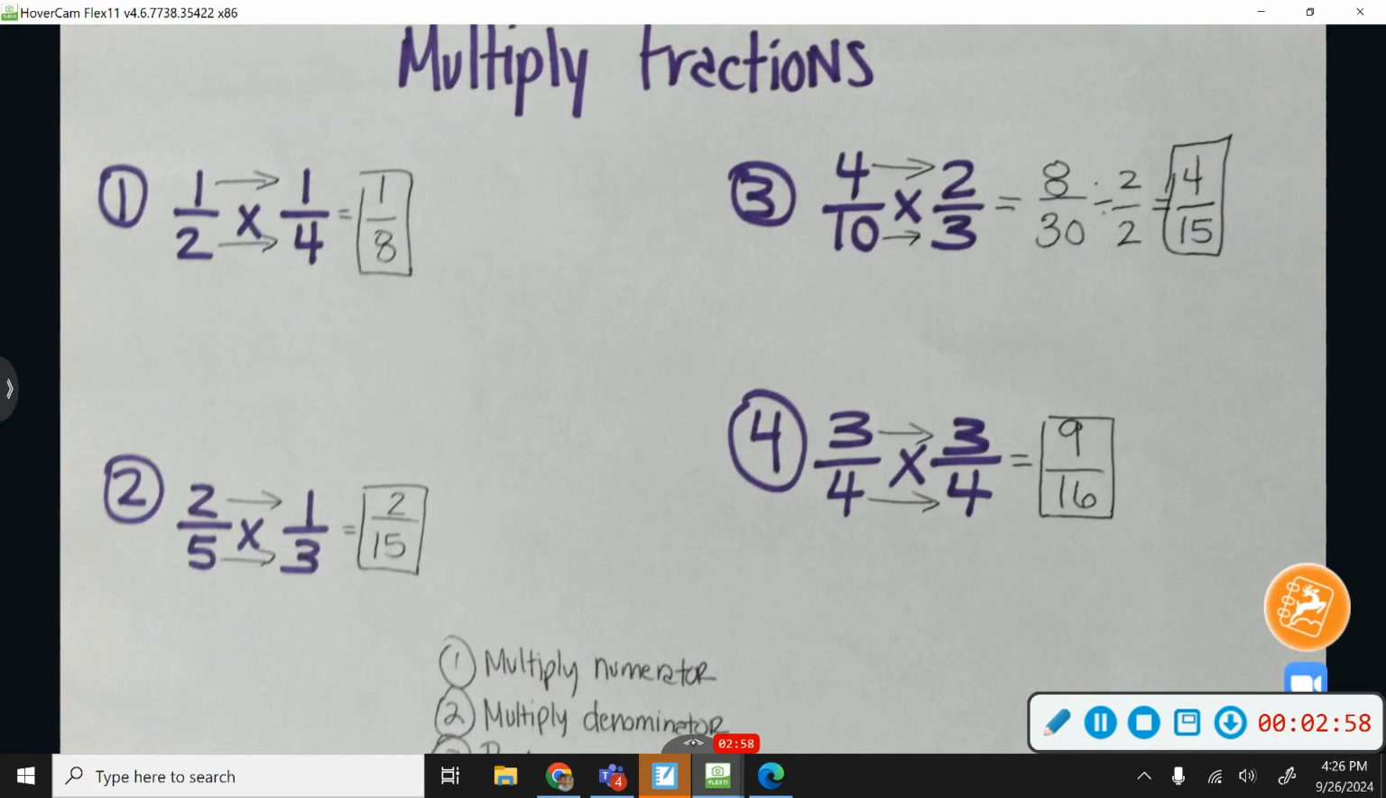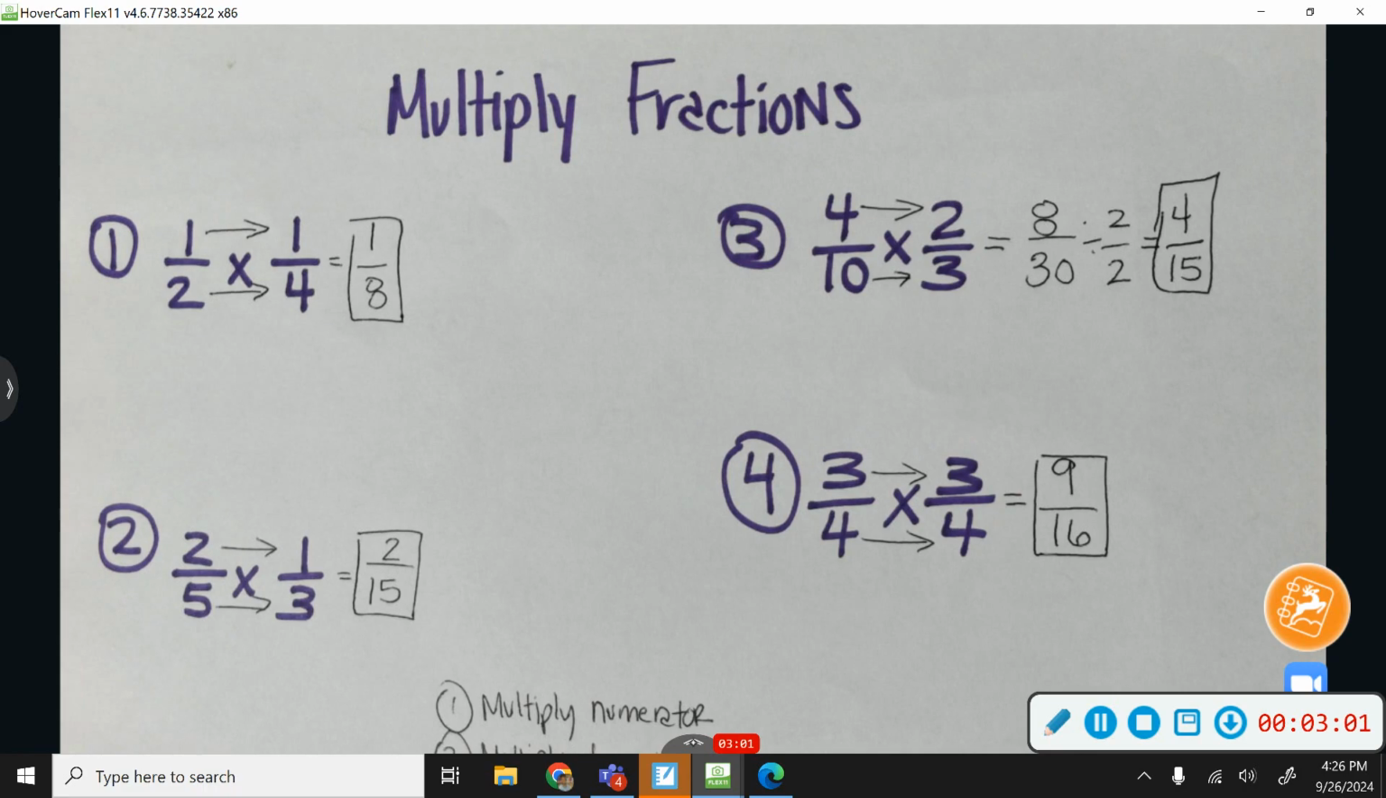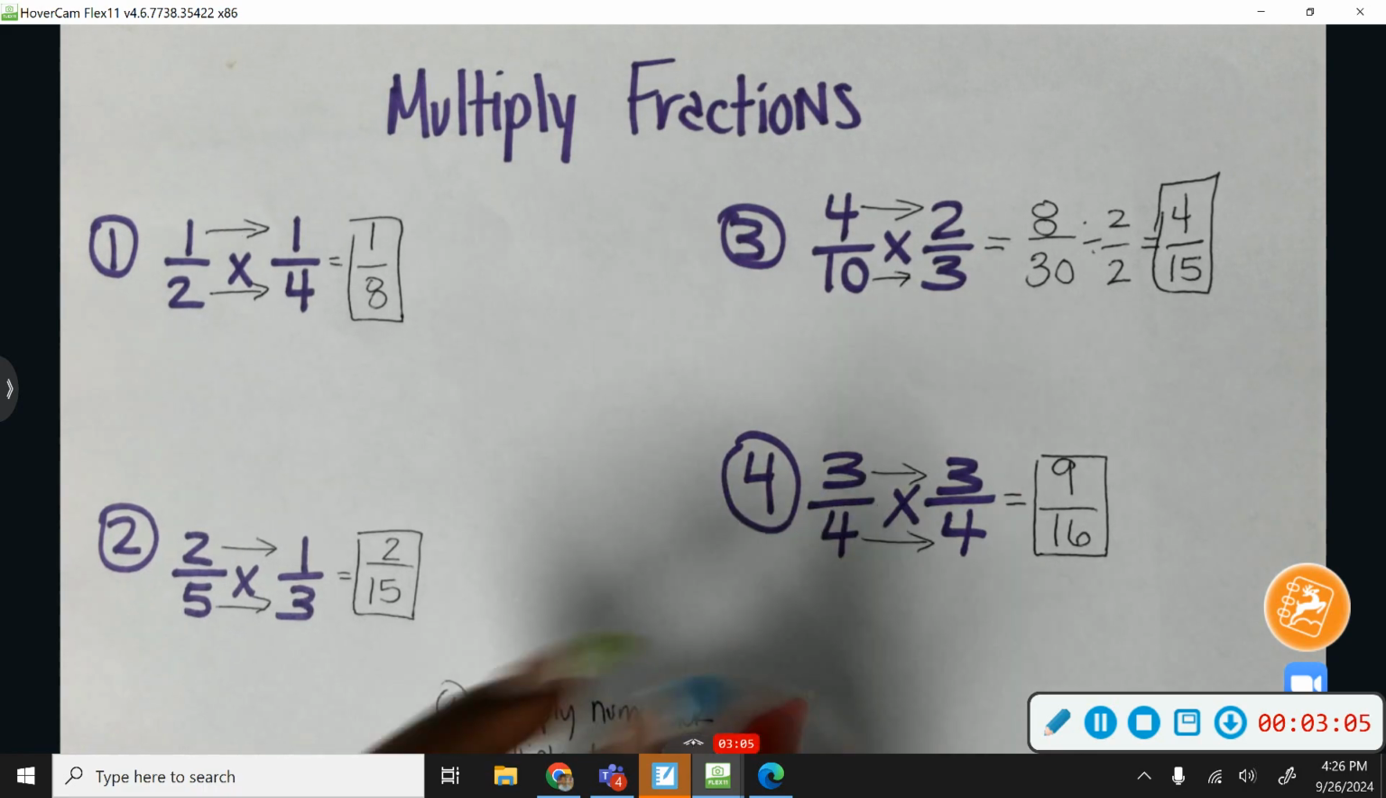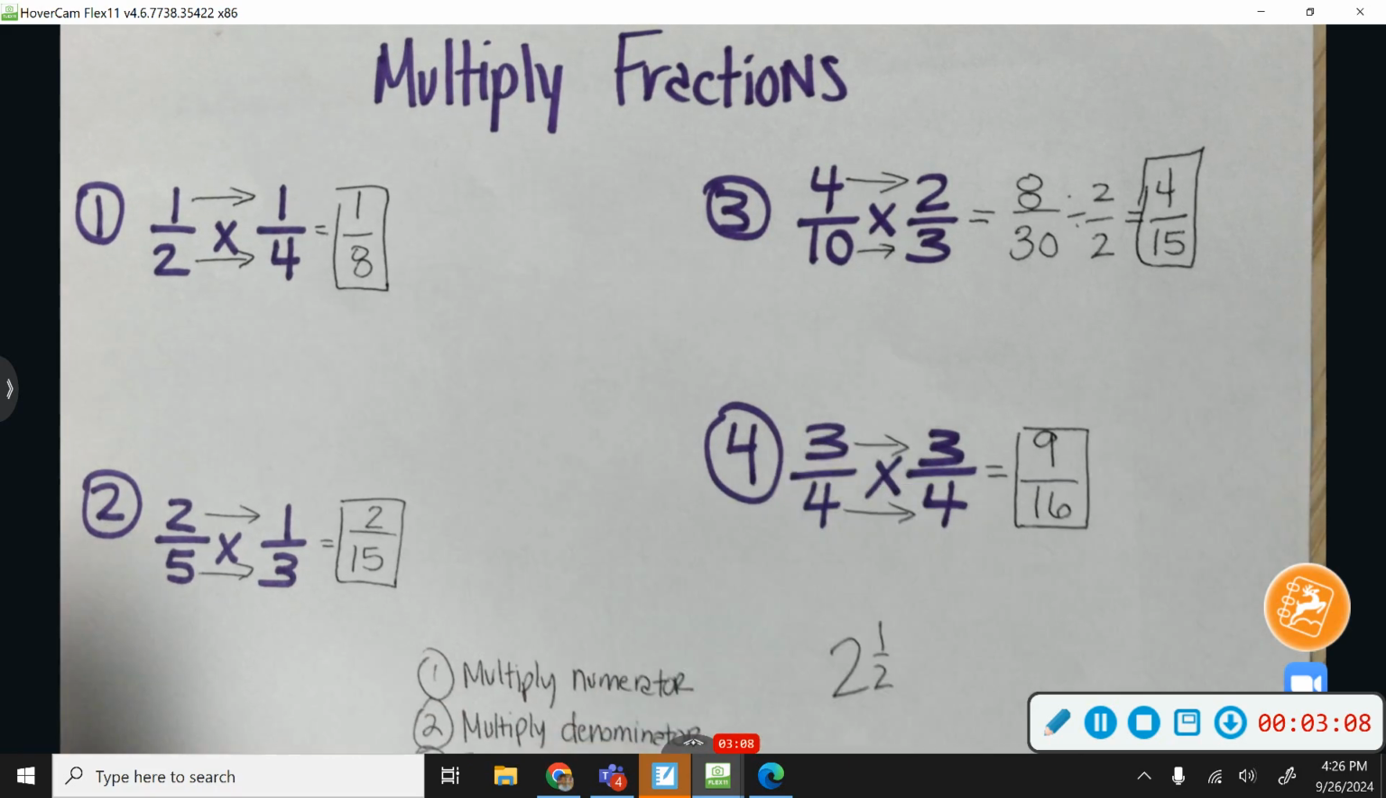This is just a few practice problems to help you get started. And again, I will tell you how to multiply mixed numbers in part 2.